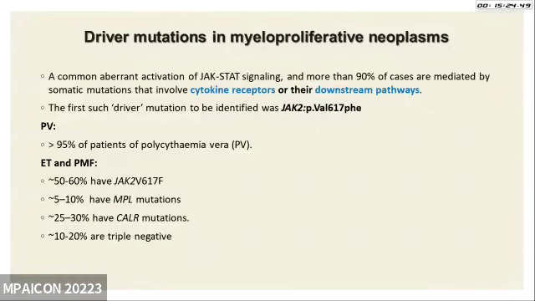So reiterating the fact that JAK-STAT is the key aberrant mechanism here, 90% of these are mediated by somatic mutations involving cytokine receptors or their downstream pathway. V617F was the first mutation, and this comprises more than 95% of PV cases. Approximately 50 to 60% of ET and PMF have this. MPL mutations comprise 5 to 10% of ET and PMF, and CALR mutations 25 to 30%.